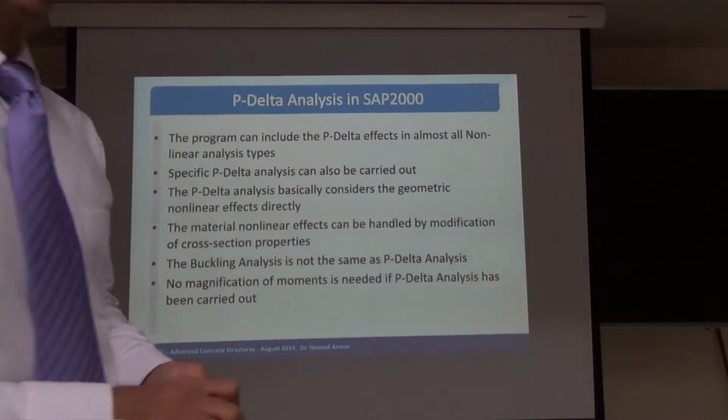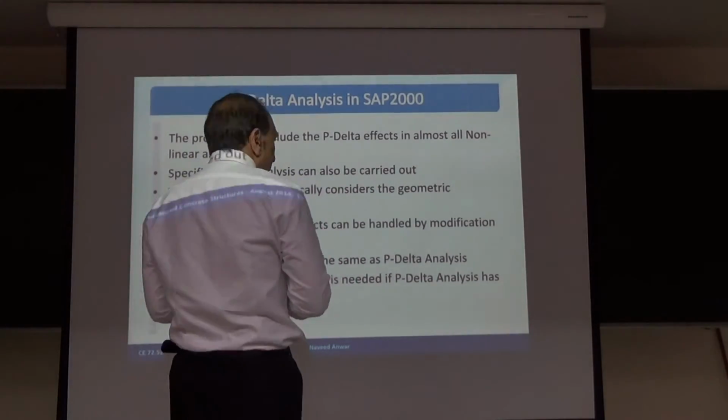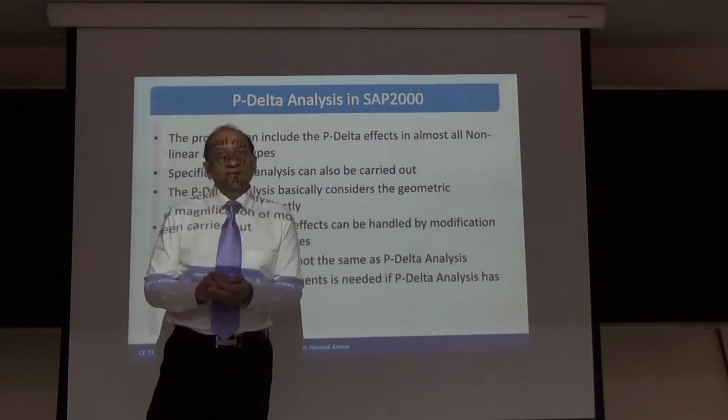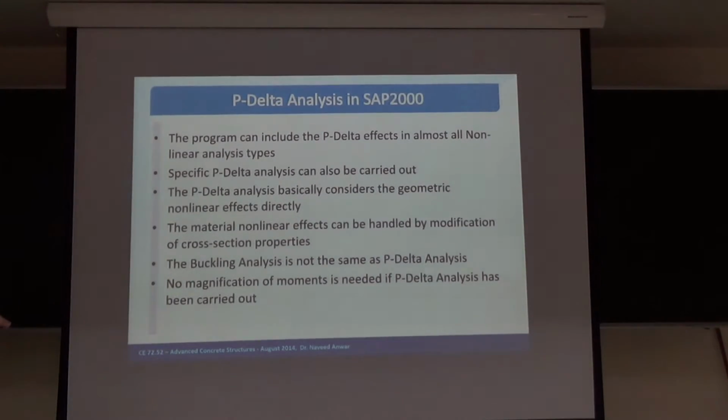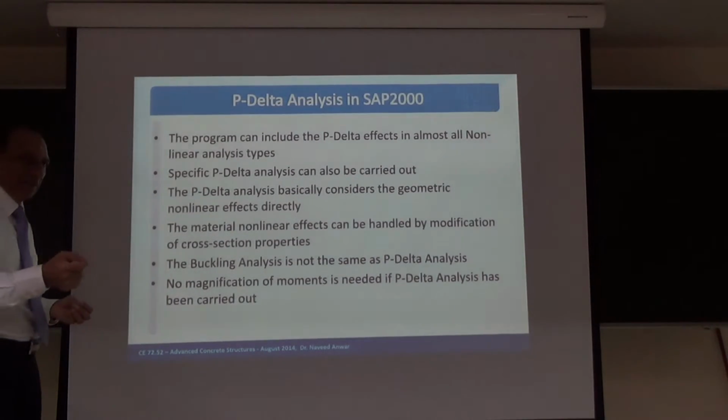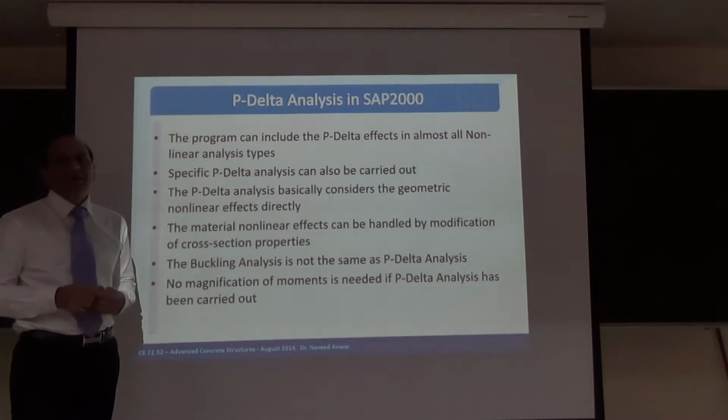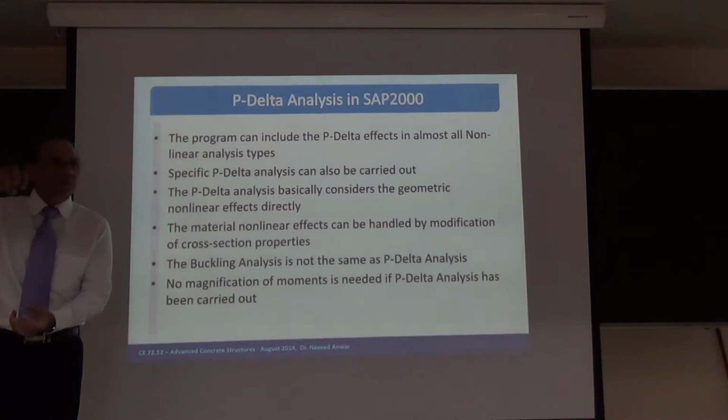It assumes the column to be perfectly straight and load applied perfectly in the center. Only then buckling has any meaning. Practically, buckling does not occur. Practically, P delta effect occurs because columns are never perfectly straight.